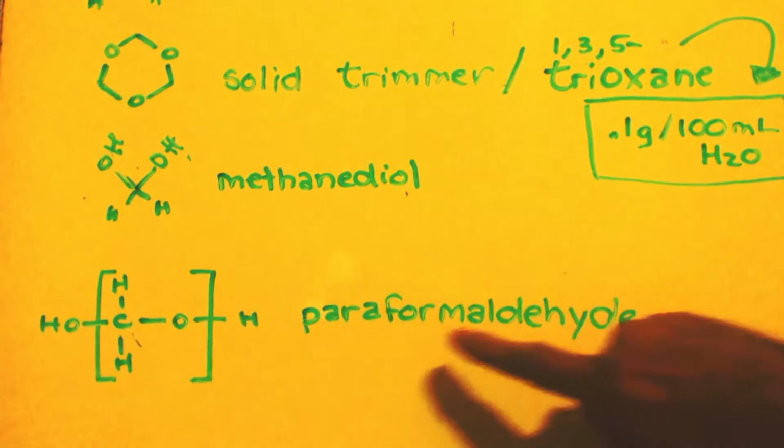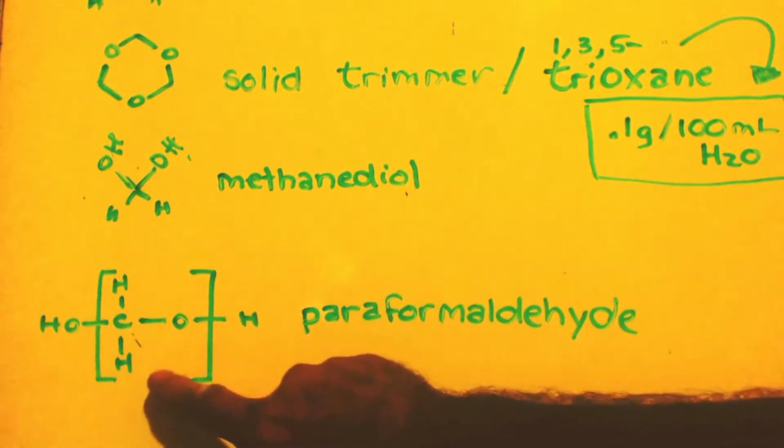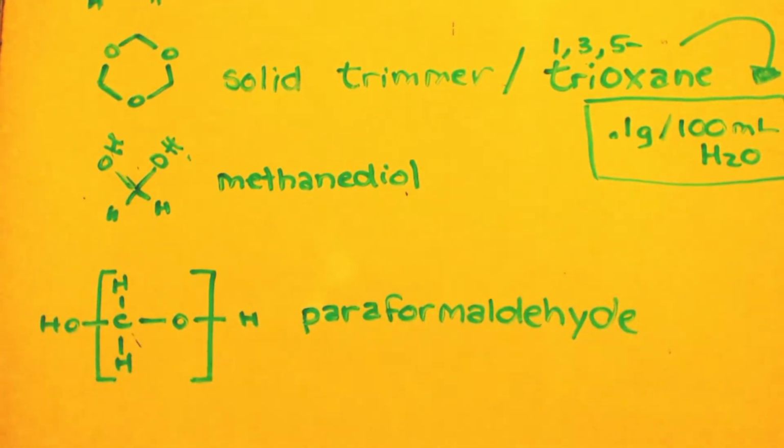Now here's the paraformaldehyde. That's 1 monomer, and down here could be anything from, I guess, 10 to 100 or something like that, or 8 to 100. I don't know how many it is. But it's all kinds of oligomers, polymers, etc.